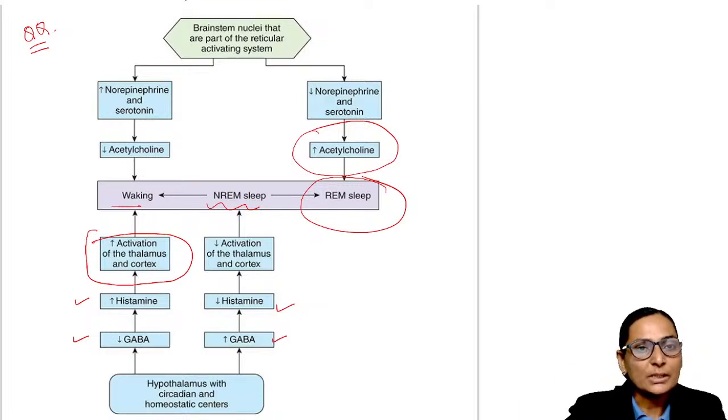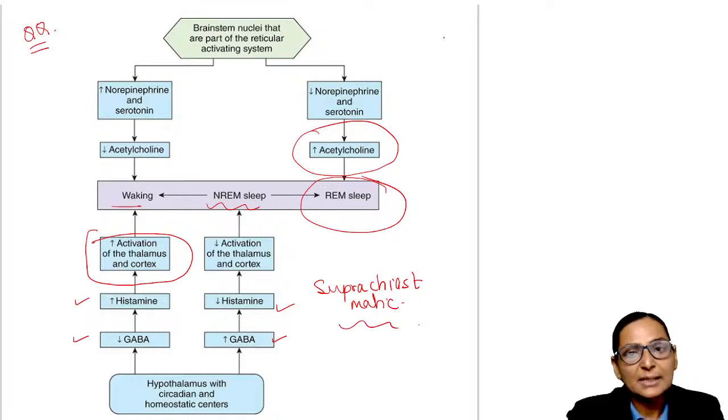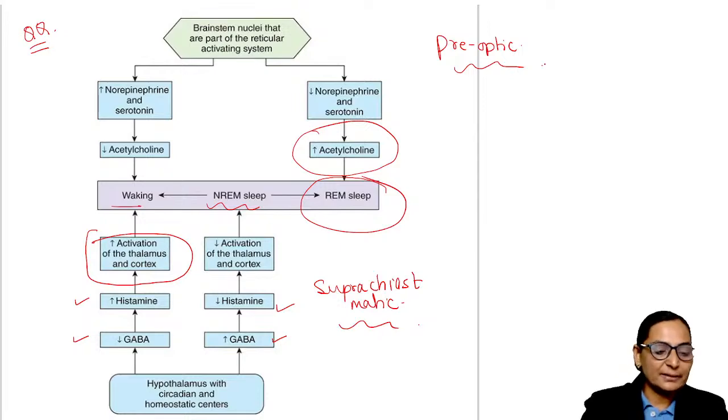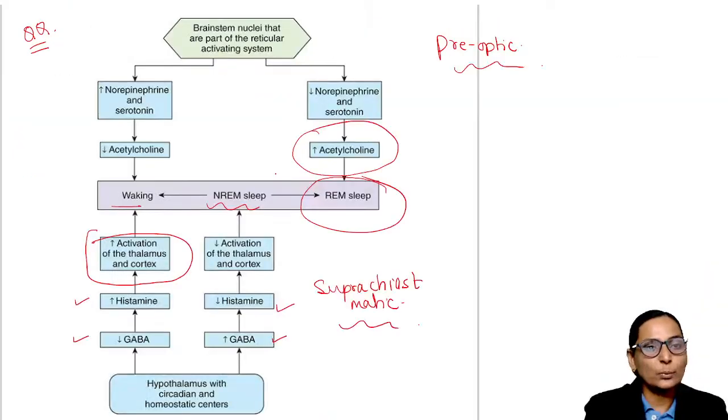The suprachiasmatic nuclei of the hypothalamus is the biological clock, where the circadian rhythm is maintained, and it is the preoptic area which is supposed to be the sleep center in the hypothalamus. So the answer is A, that is, blocks adenosine and causes wakefulness.